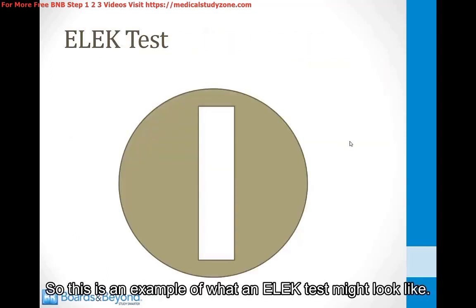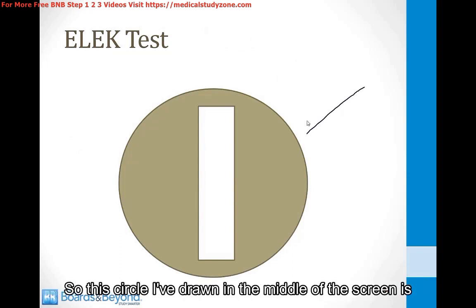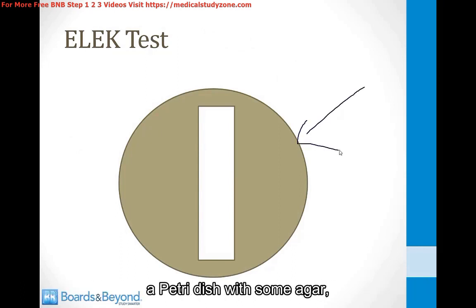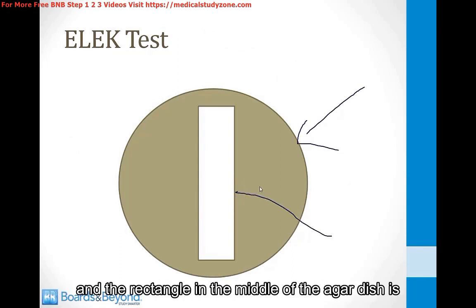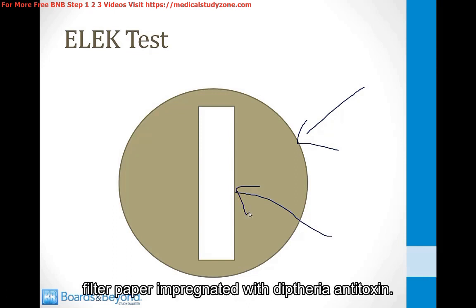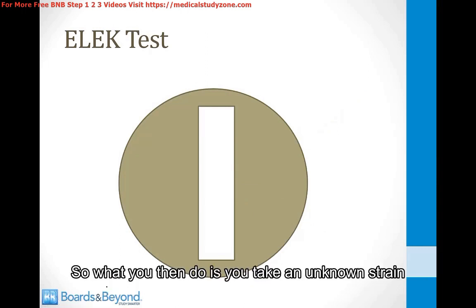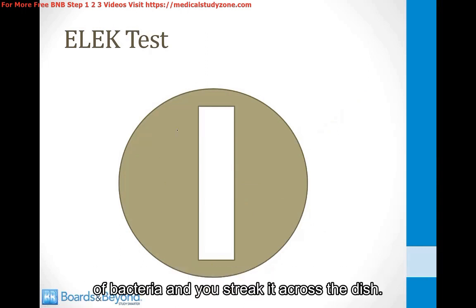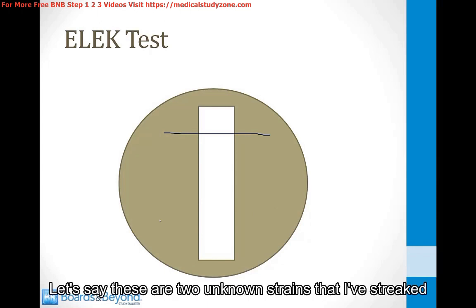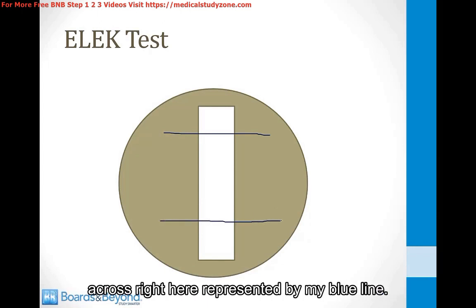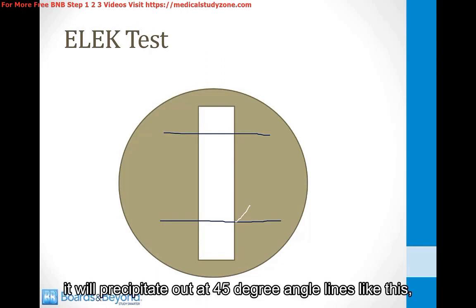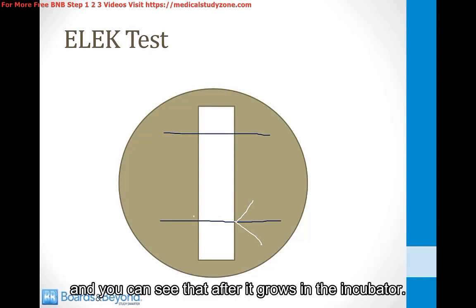So this is an example of what an Ehrlich test might look like. This circle I've drawn in the middle of the screen is a petri dish with some agar, and the rectangle in the middle of the agar dish is filter paper impregnated with diphtheria antitoxin. What you then do is you take an unknown strain of bacteria and you streak it across the dish. Let's say these are two unknown strains that I've streaked across right here, represented by my blue line. If one of the strains produces diphtheria toxin, it will precipitate out at 45-degree angle lines like this, and you can see that after it grows in the incubator.